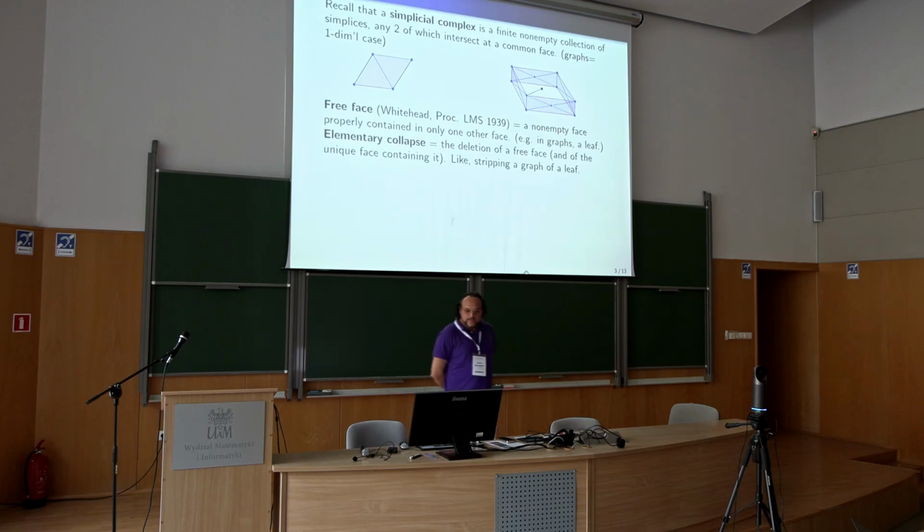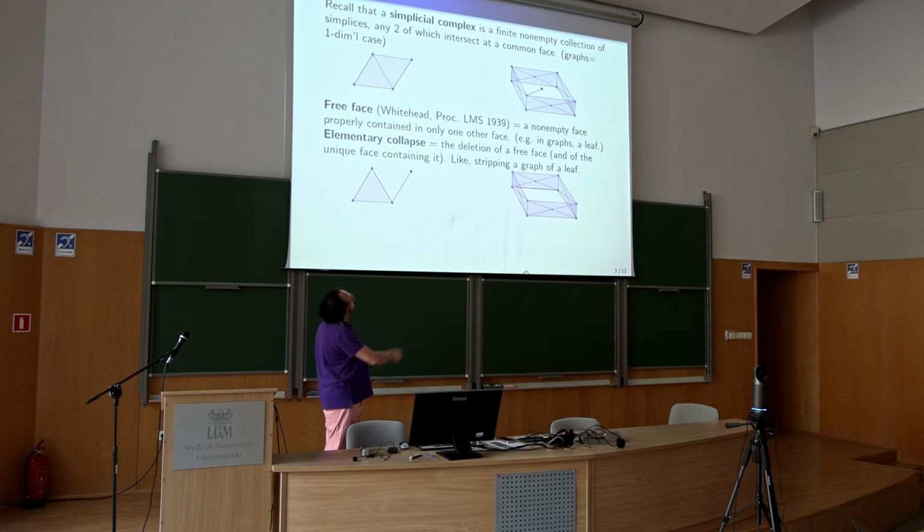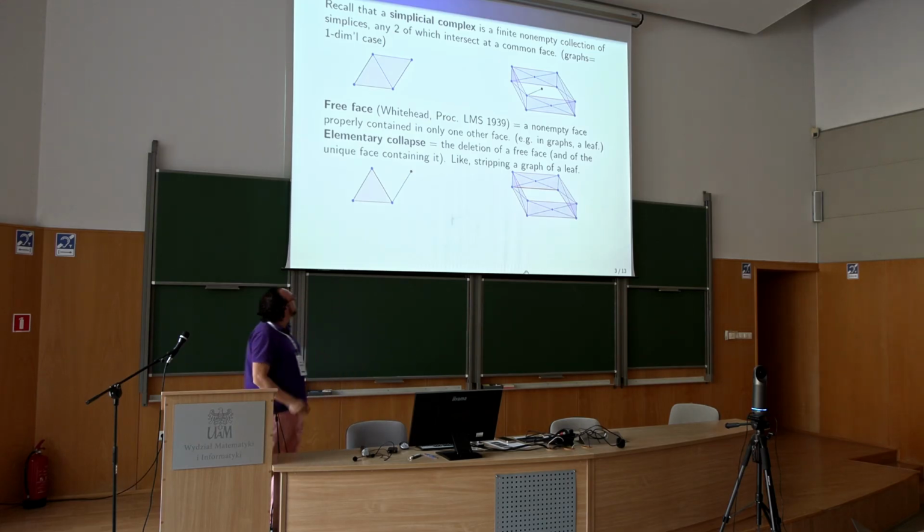I'm going to talk today about elementary collapses, which is deletions of free faces. When you delete a face, you also delete everything above. So in the one-dimensional case, I'm removing a leaf from a graph. As you can see, this is what happens when you do an elementary collapse. And this is also what happens when you do an elementary collapse. I picked one free face and deleted it, randomly, basically. You can see from these pictures that purity is not preserved, and also non-purity is not preserved. Because this is pure, this is not. This is non-pure, this is.